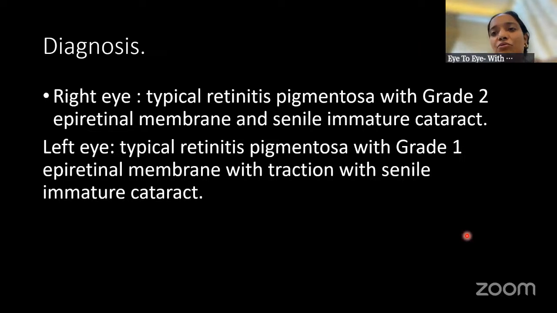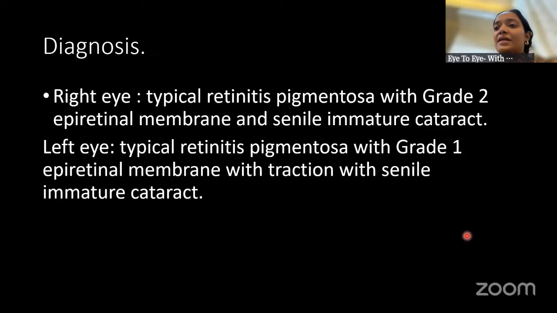There is no need to use the word typical. You can say, considering the triad of waxy disc pallor with attenuated arterioles and bony spicules, this is seen in retinitis pigmentosa. You don't have to say grade 2 epiretinal membrane because the OCT will not be provided to you in the exam. It will be only after this diagnosis that you have made. So saying grade 2 clinically is incorrect.